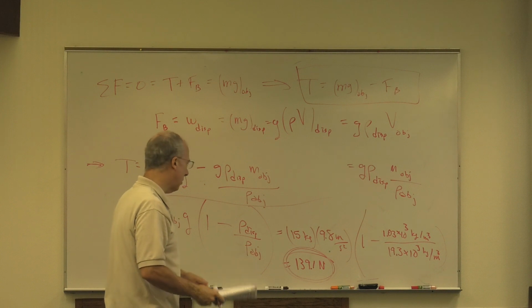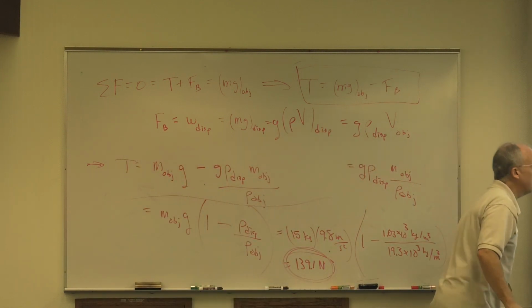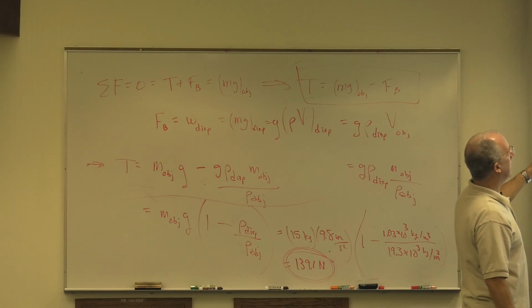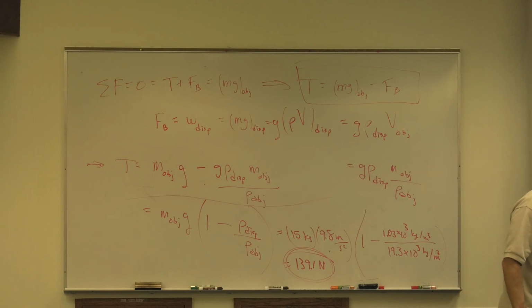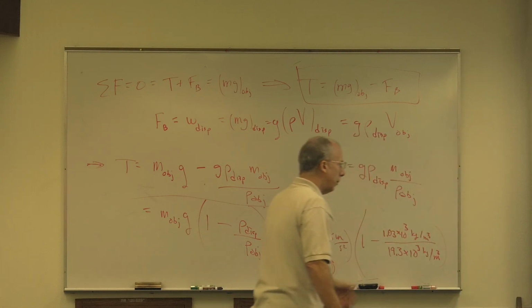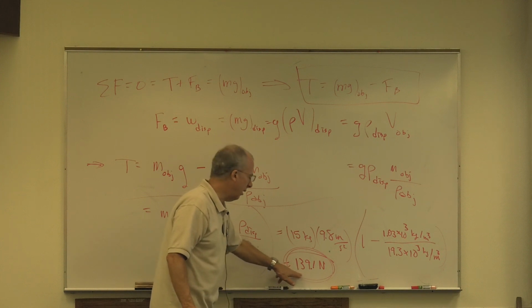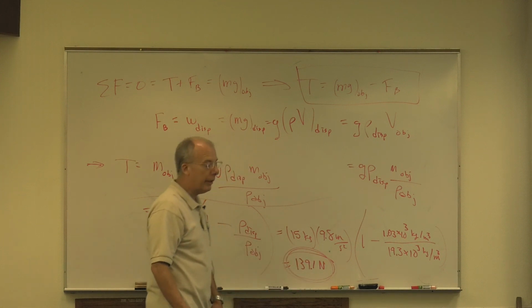So the buoyant force wasn't all that much, because without the buoyant force, the tension would just be 15 times 9.8, which is 147. So including the buoyant force, the tension didn't decrease by much, like 8, right? Almost 8 newtons. But anyway, that's how you do it.